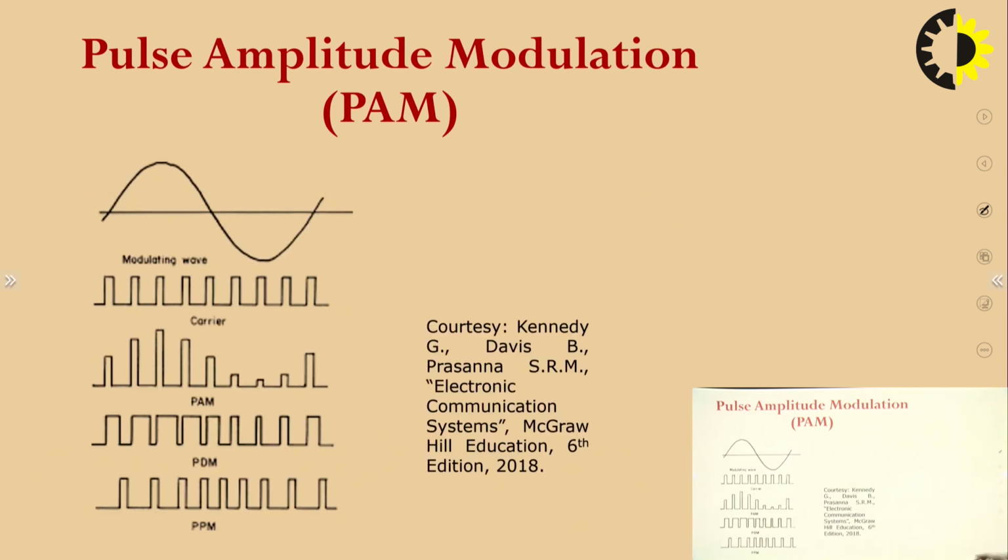Here we can see in this waveform that first of all at the top we have a modulating wave, then we have a train of pulses as a carrier signal, and then we have obtained the PAM signal, the pulse amplitude modulation signal. And here we can see that whenever the carrier pulse occurs, at that instant the amplitude of the modulating signal is taken and it becomes the pulse amplitude modulated signal. Here this is the PAM signal.